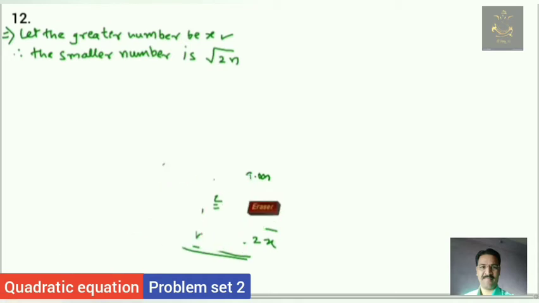Look here. After that one, we'll simplify first. Now the condition is that the difference between squares of two numbers is 120. So I'll write here, by the given condition.